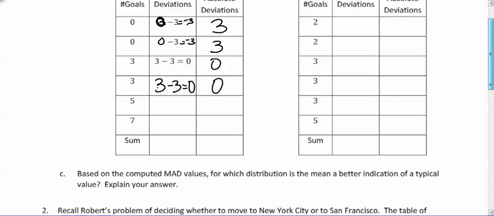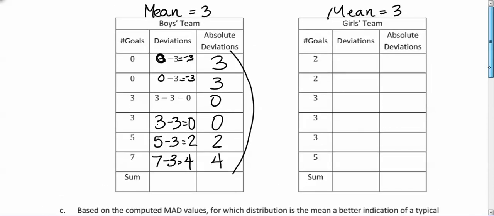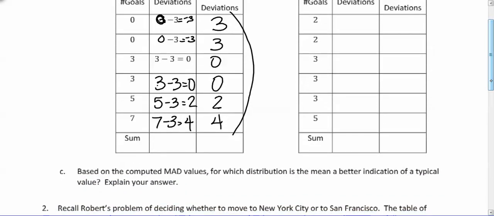And then for this one right here, you have 5 minus 3. Now 5 is 2 above what's typical, so that's a difference of 2, and you write the absolute value. 7 is 4 above what's typical. That's how you get that. Now, your next step is to add these values. You're going to do the same thing for the girls' scores over here on the right, but for now, I'm going to help you through with this boys example.